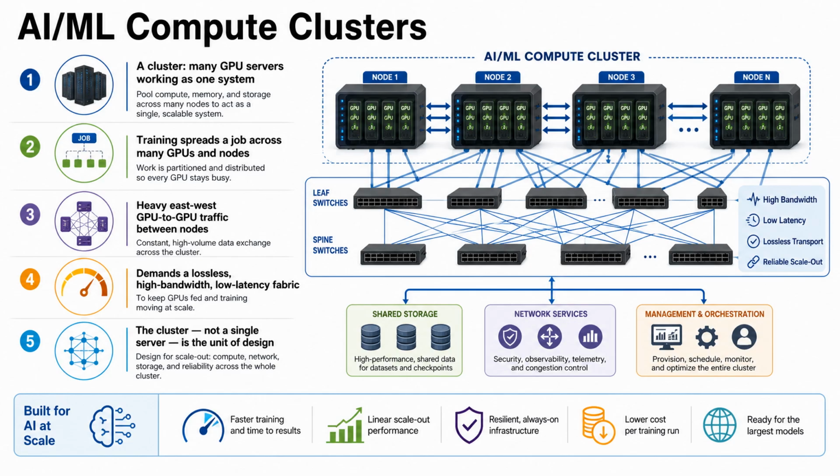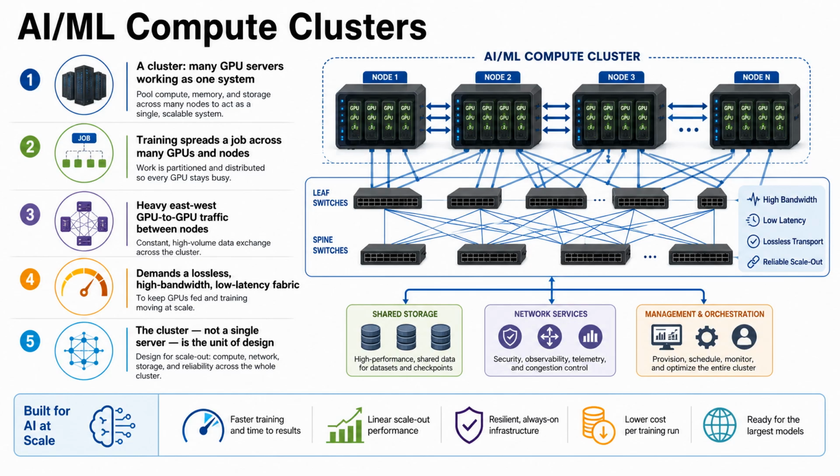Number two, a training job gets partitioned and spread across all those GPUs and nodes, so every GPU stays busy. Number three, and here's the consequence that drives everything, that creates heavy east-west GPU to GPU traffic between nodes. Constant, high-volume data exchange, server to server, sideways across the fabric. Not the old north-south client-to-server pattern, sideways GPU to GPU. Which leads straight to number four. It demands a lossless, high-bandwidth, low-latency fabric.